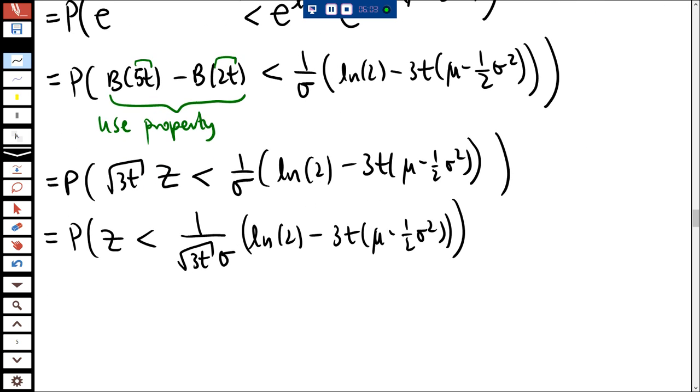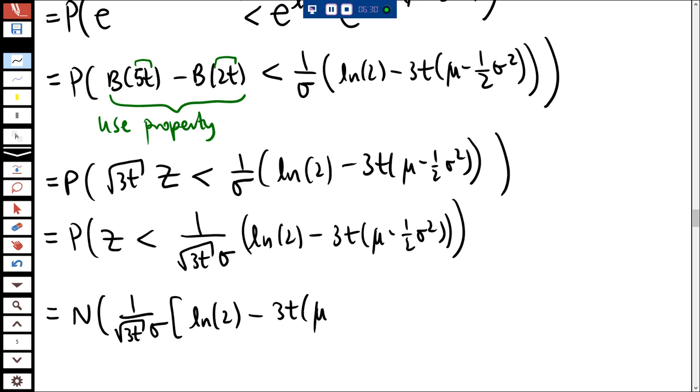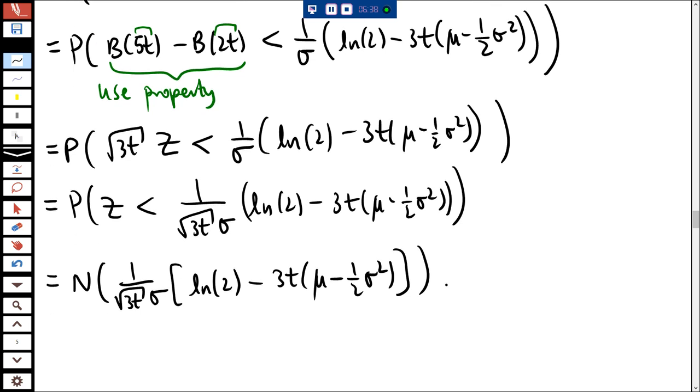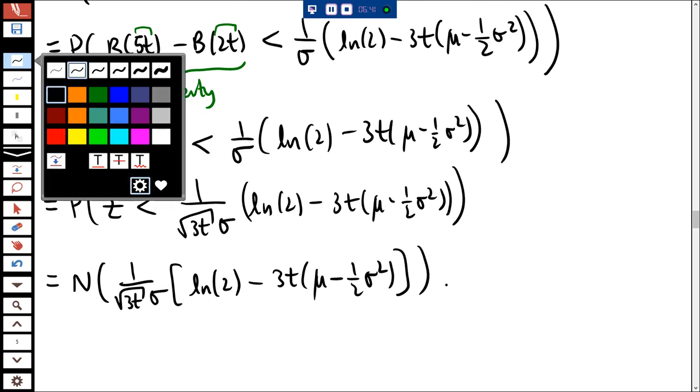So yeah, we're pretty much done now. We can use our property of Z. This just relates to the tables. We just need to find the Z value. According to the conditions on the right hand side, we just need to drop in some value t, sigma, and mu. With this answer, we can obviously need the tables. But for now, that is the probability, and that completes the question.